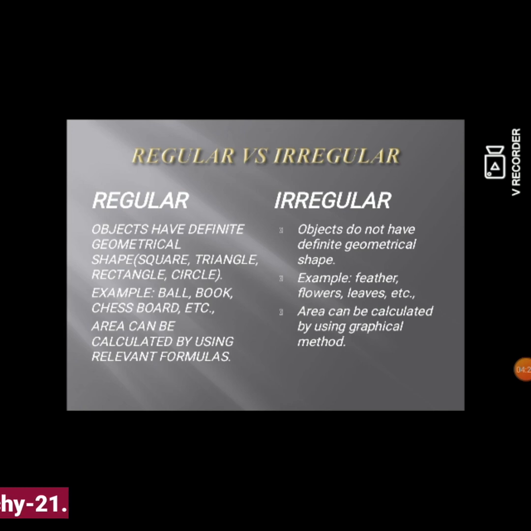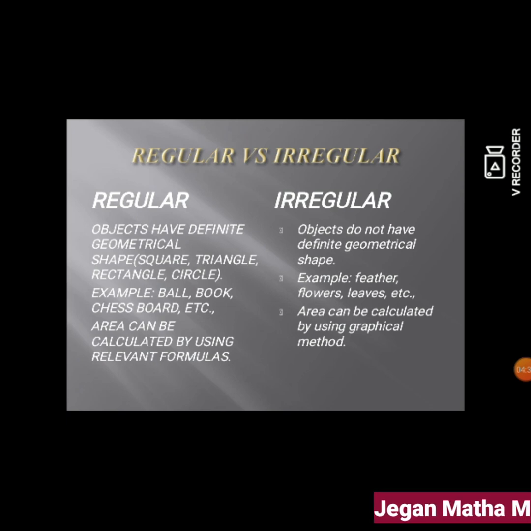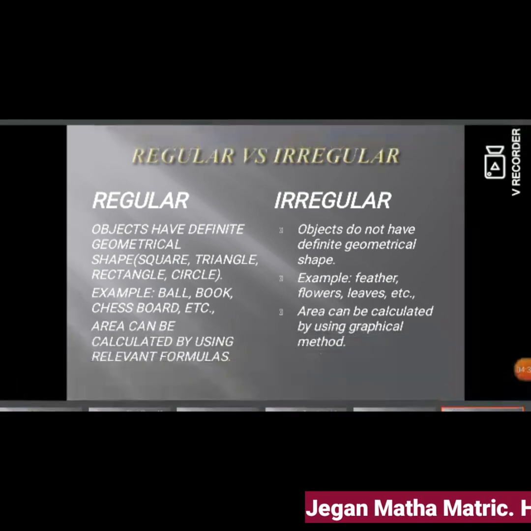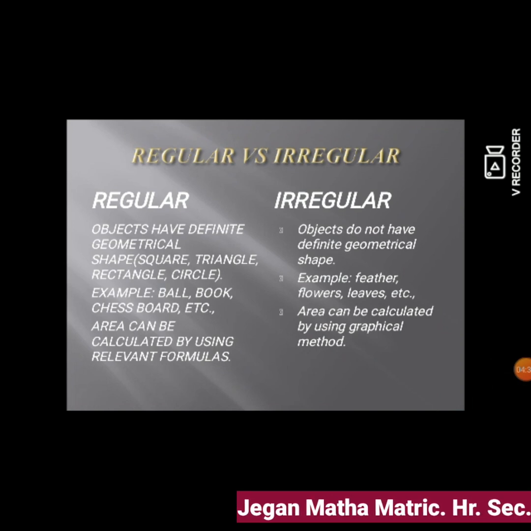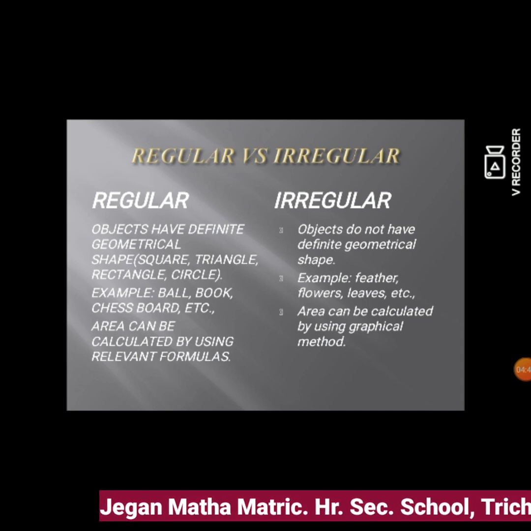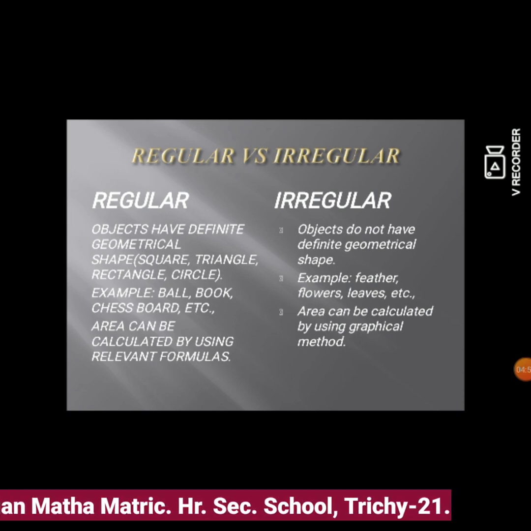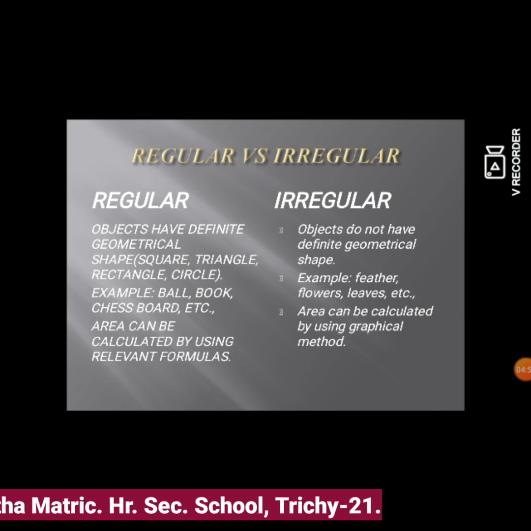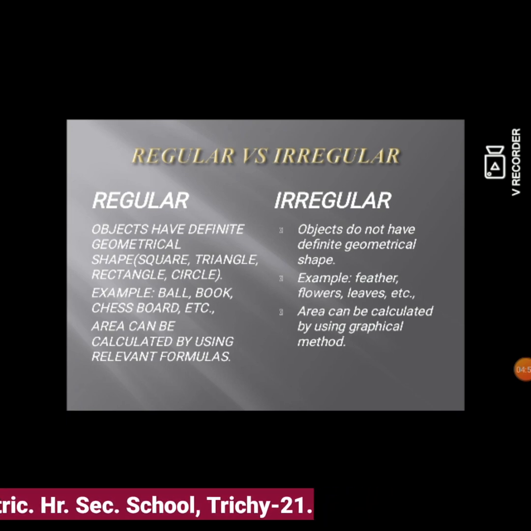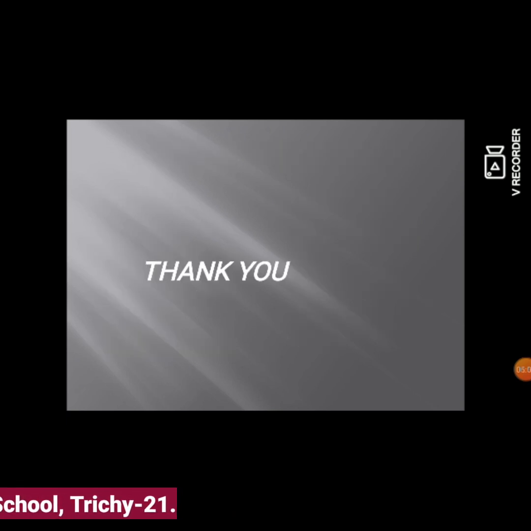Now let us summarize regular and irregular objects. Regular objects are objects that have a definite geometrical shape. Irregular objects do not have a definite geometrical shape. Examples of regular objects are ball, book, chessboard, etc. Examples of irregular objects are feather, flowers, leaves. The area of regular objects can be calculated by using relevant formulas. For irregular objects, the area can be calculated by using the graphical method. So students, I hope you all understood.